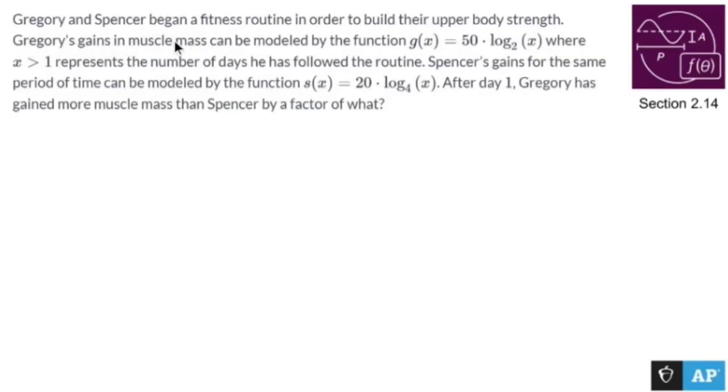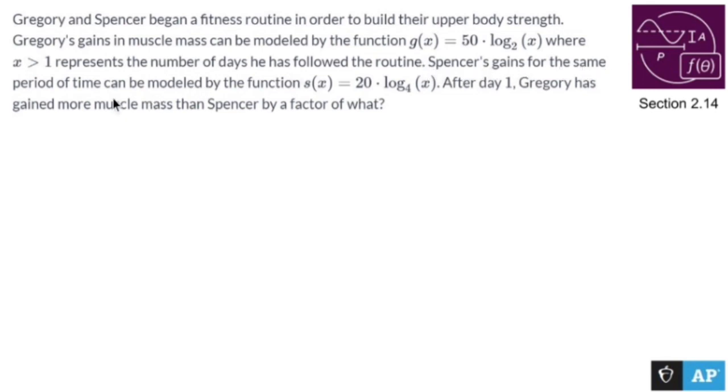Gregory and Spencer began a fitness routine in order to build their upper body strength. Gregory's gains in muscle mass can be modeled by the function g of x equals 50 times log base 2 of x, where x is greater than 1. x represents the number of days he has followed the routine, which means more than one day.